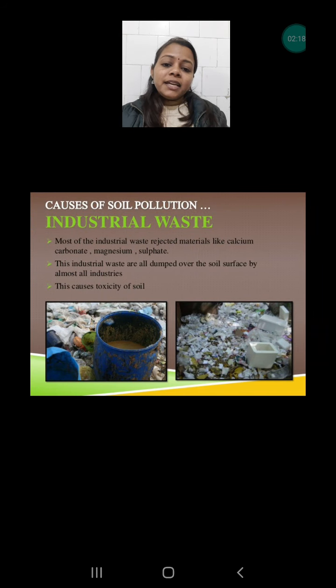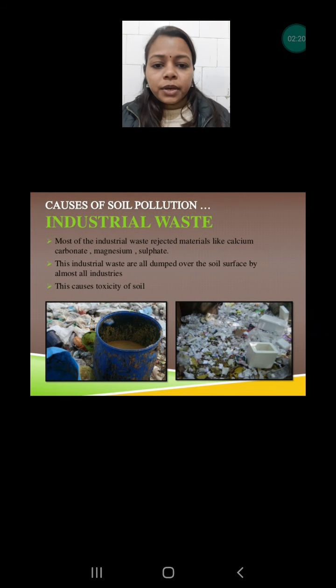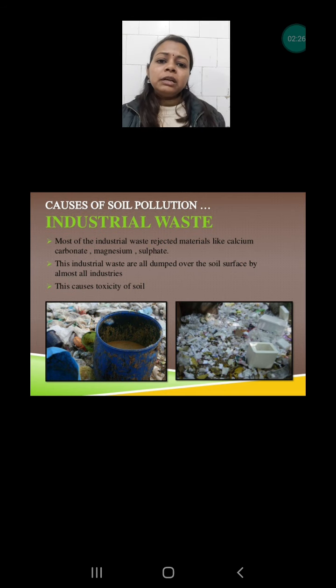Now the second is industrial waste. Industrial waste is also known as commercial waste. That means we are seeing that many commercial industries are there. Some industries are making material which is used in hospitals, in parlors, and in different fields, which is also not decomposing, and it is creating land pollution.